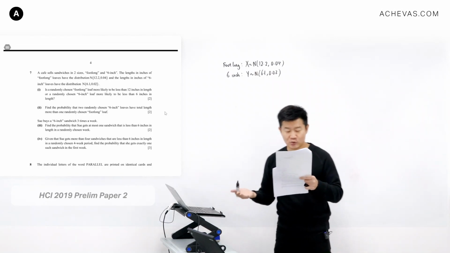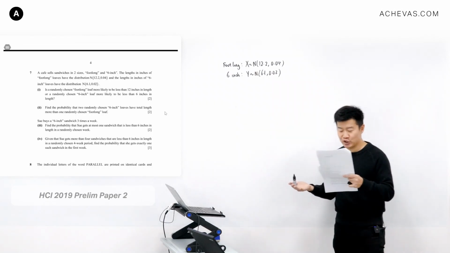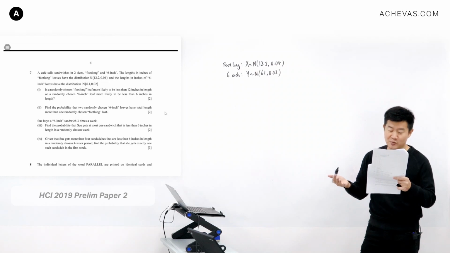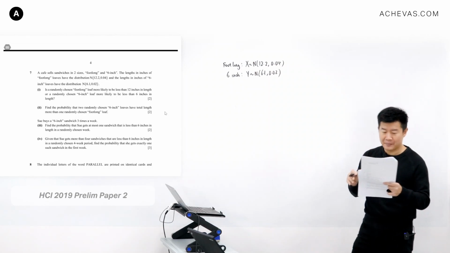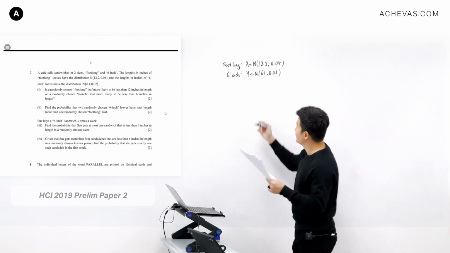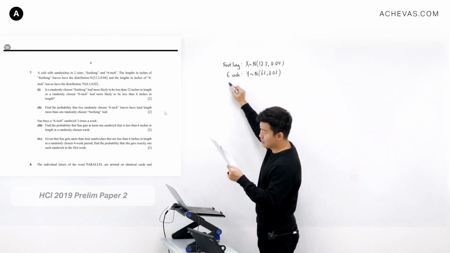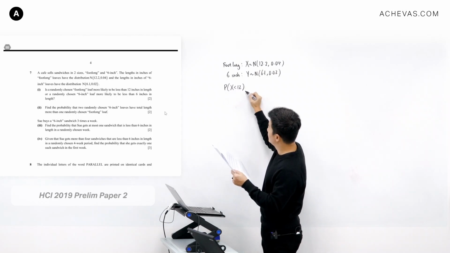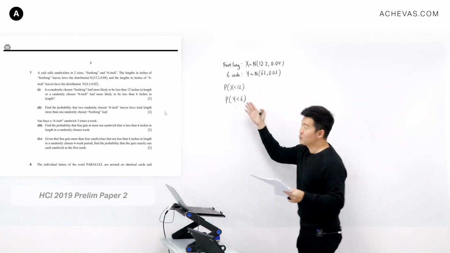And then compared to a randomly chosen 6 inch to be less likely to be less than 6 inches, which one is more likely? So we are talking about a foot long to be less than 12 inches. So I'm going to calculate the probability that X is less than 12, and I'm going to calculate the probability that Y is less than 6. Which one is more likely?